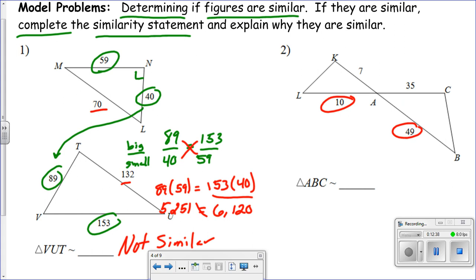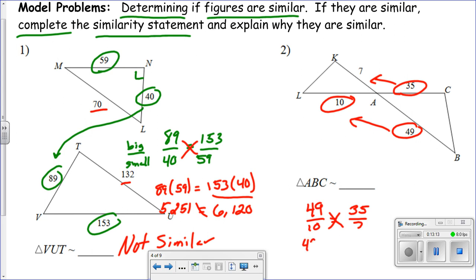Okay, so let's make a proportion. You can put the 10 on top or you can put the 10 on the bottom. It doesn't matter. I'm going to do 49 is to 10. Now, if I do the 49 is to 10, then I'm going to say that 35 is to 7. Now already, I know that if I divide this, I get 4.9. If I divide this side over here, I actually get 5. They're not the same.